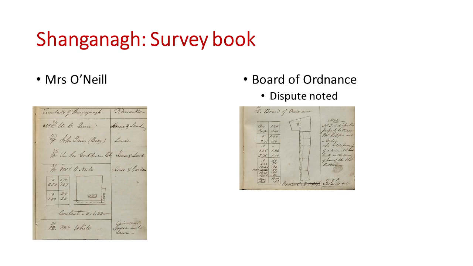And this is the survey book again, where you have Mrs. O'Neill, you have a little plan of Mrs. O'Neill's house. And the other one is the Board of Ordnance. Now it's another piece of land that belonged to the Board of Ordnance, somewhere on the coast, and they were involved in a dispute with the person who lived on the land.